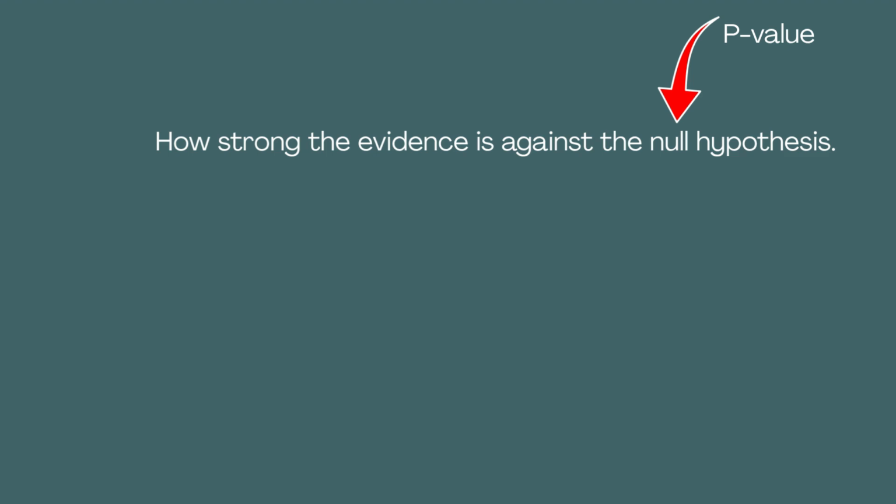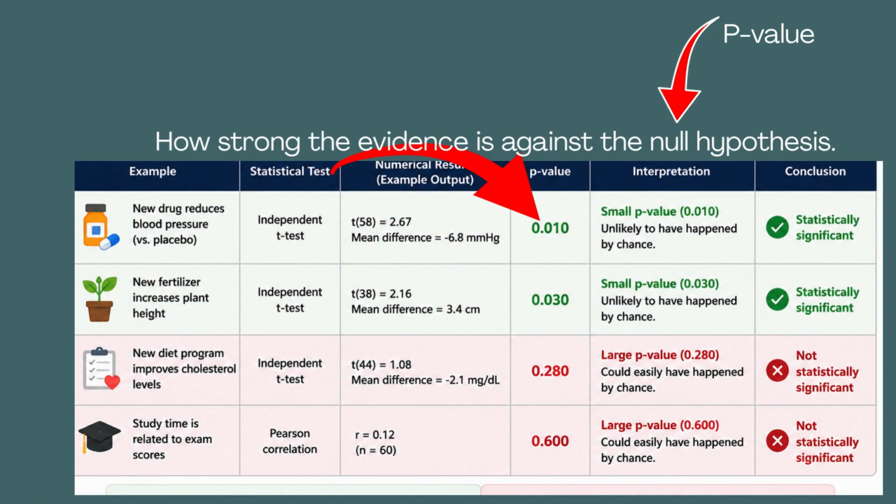A narrow interval means the estimate is more precise, while a wide interval means the estimate is less precise. P-value. The p-value tells you how strong the evidence is against the null hypothesis. A small p-value, such as 0.01 or 0.03, means the result is unlikely to have happened by chance, so the finding is statistically significant. A large p-value, such as 0.28 or 0.60, means the result could easily have happened by chance, so the finding is not statistically significant.